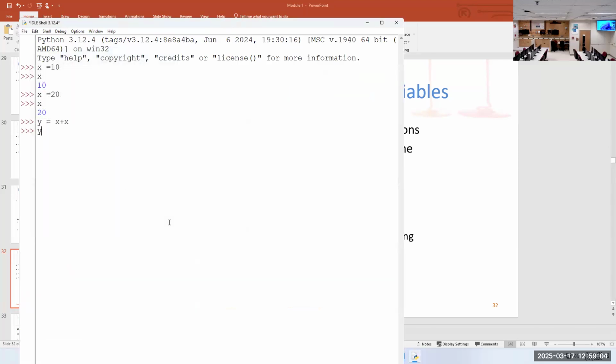Okay, now I print out y here. What do you think? What's the value of y? 40, right? Yes, and you can see the reason from the program.